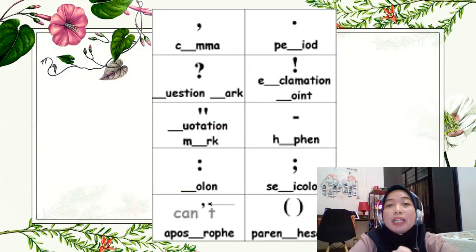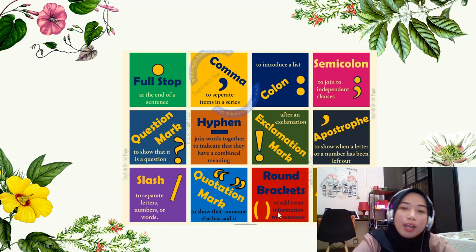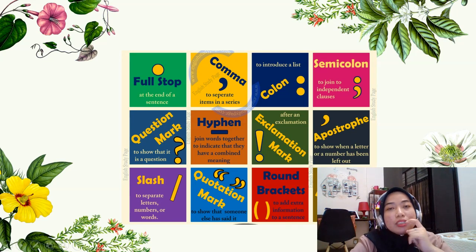So when it comes to English language, punctuation is also very, very important. And I can observe that a lot of students who are very good in English very often would create mistakes that revolve around punctuation. When it comes to punctuations, we have different types. We have full stop, comma, colon, semicolon, question marks, hyphen, exclamation marks, apostrophe, slash, quotation marks, round bracket, and also ellipsis. So all of these would serve for different purposes.